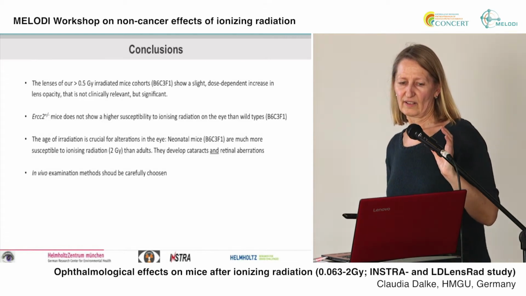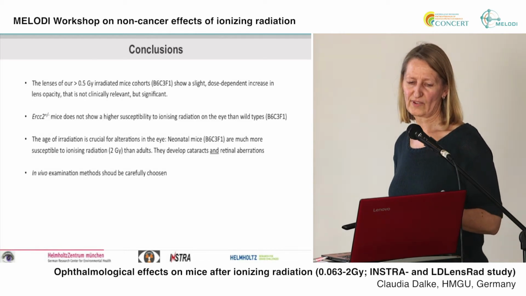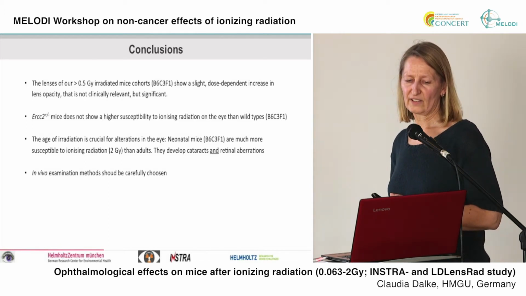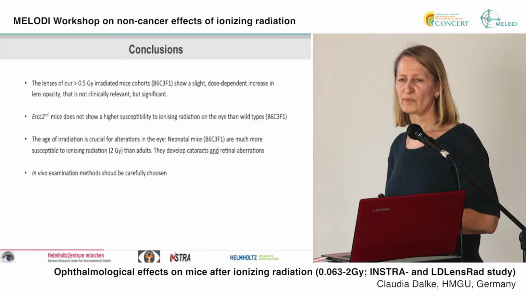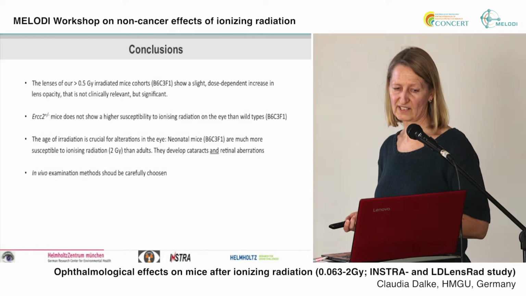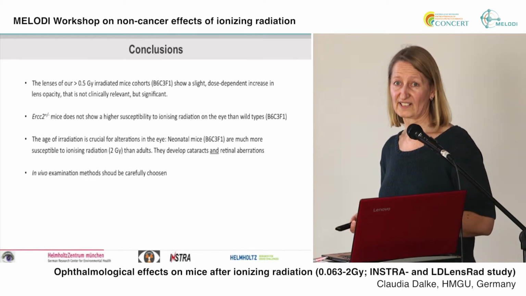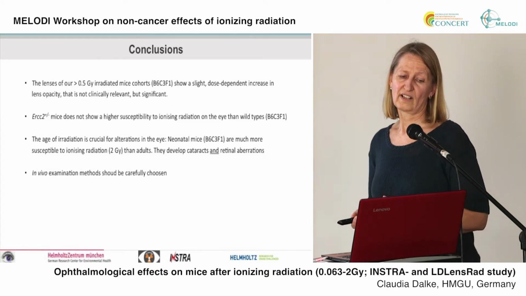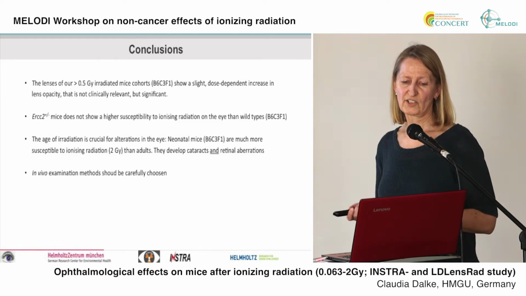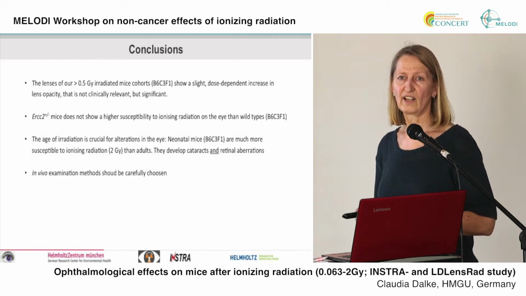The cohorts of mice after 0.5 gray and higher doses show a slight but dose-dependent increase in lens opacity. It's not clinically relevant, as I said, but it's significant. So our mutant mice didn't show a higher susceptibility to ionizing radiation.